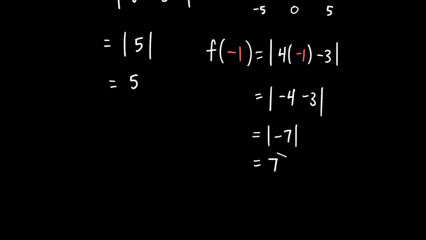If you like the idea of asking how far away is it from 0, well, it's pretty clear -7 is 7 units away from 0. It just happens to be to the left. Okay? All right, that's how you evaluate absolute value functions.